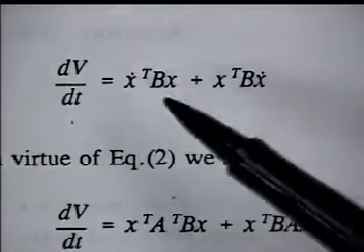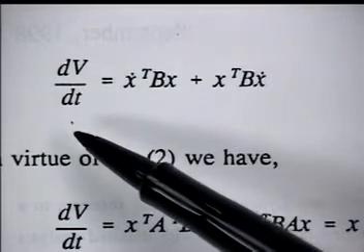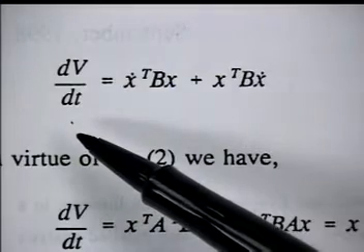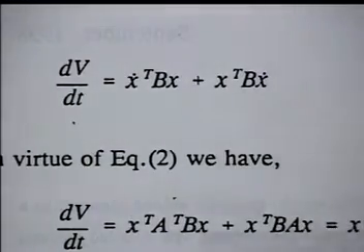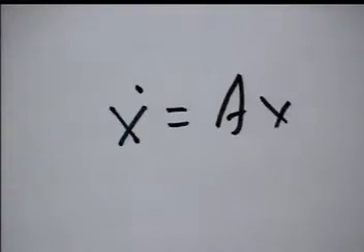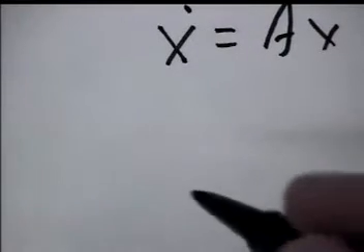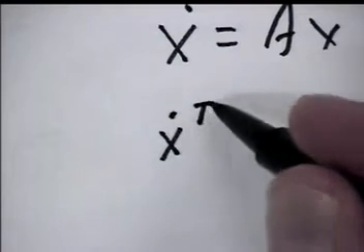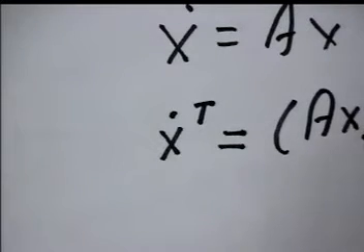Now, Lyapunov's theorem said, in conjunction with differential equations. In conjunction with differential equations means that we have to substitute the differential equation itself. Which differential equation? x dot equals Ax. Is it right? Now, how to calculate x dot transpose? x dot transpose equals (Ax) transpose.